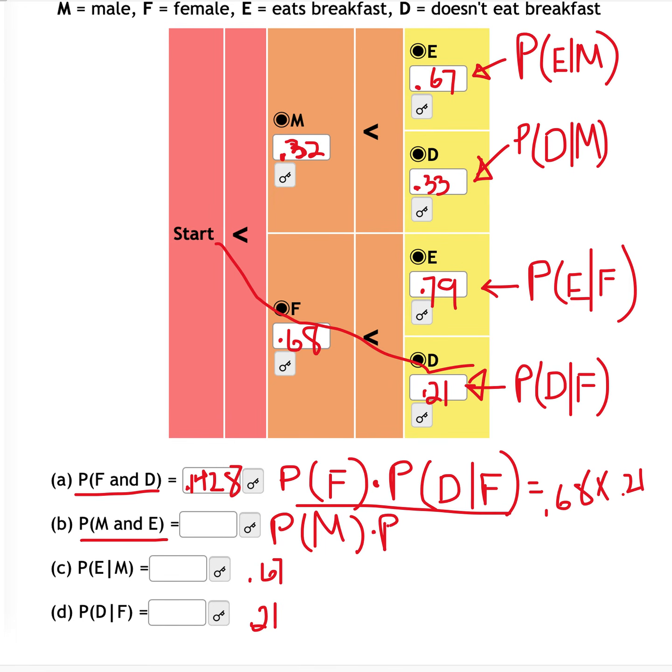Now for this one here, male and eats, we're going to take the probability that the person is male times the probability that he eats given that he's male, using our formula. But really all we're doing is following the trail down the tree and multiplying those values together. So if I look at the path you would take to go from male to eats, you take this value, 0.32, times the 0.67. So 0.32 times 0.67 should give you 0.2144.